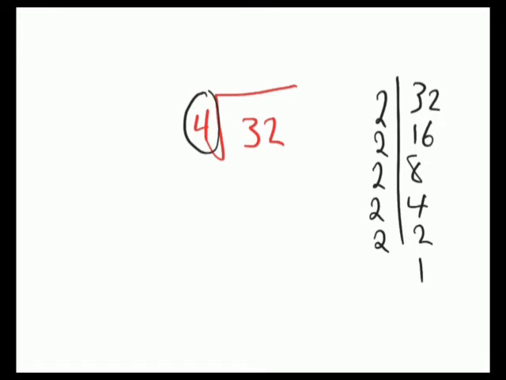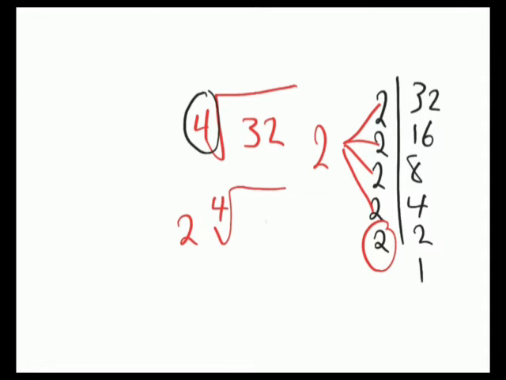And now you will take a group of 4 as 1 and take it outside the radical sign. 1, 2, 3, 4. So here is 2 and the remainder is 2. So you get 2 fourth root of 2, and this is your answer.